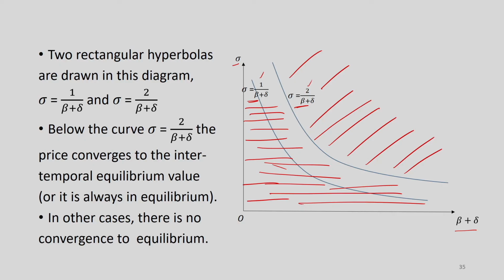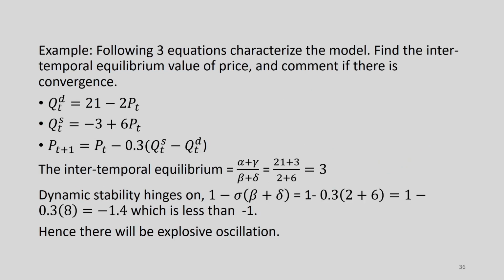And in other cases, that is if you are on the northeast of this upper rectangular hyperbola, or if you are on this rectangular hyperbola, there is no convergence.